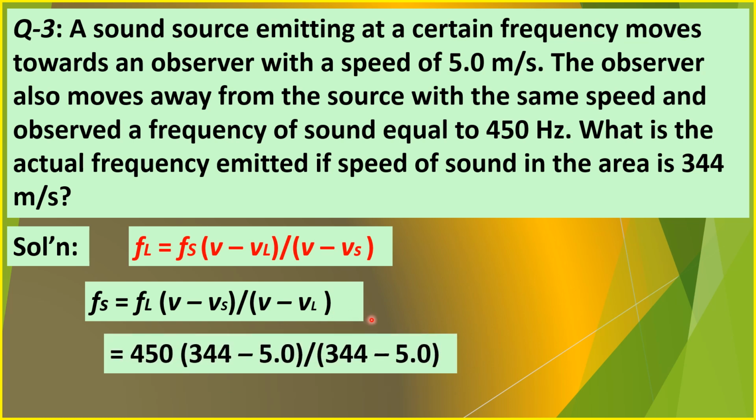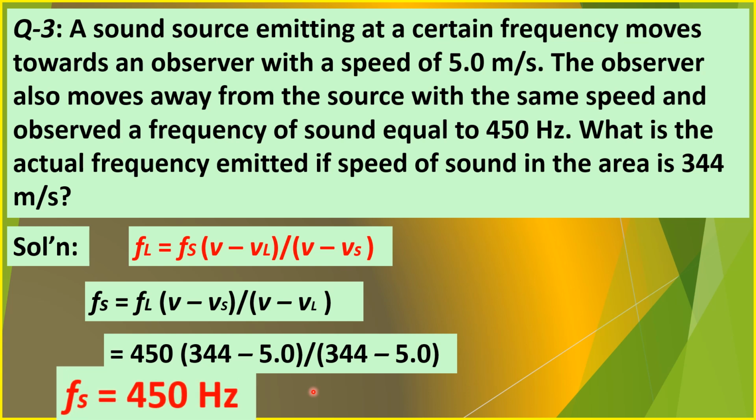Substituting, for FL we have 450 hertz. The speed of sound in air is 344 meters per second, and the speed of the source is 5.0 meters per second, divided by 344, the speed of sound in air, minus the speed of the observer or listener, 5.0 meters per second. Doing our math, we will get the value for Fs equal to 450 hertz.